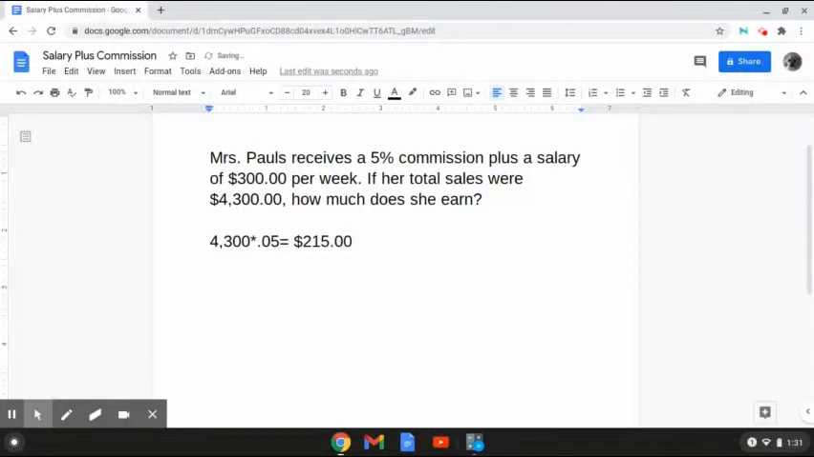Then from here, we need to add it to the salary. So 215 plus 300. I can just do that in my head without having to pull up the calculator. That will give us 515. So, Mrs. Pauls will earn $515. And that is how to solve this problem. So let's hop on to another one.